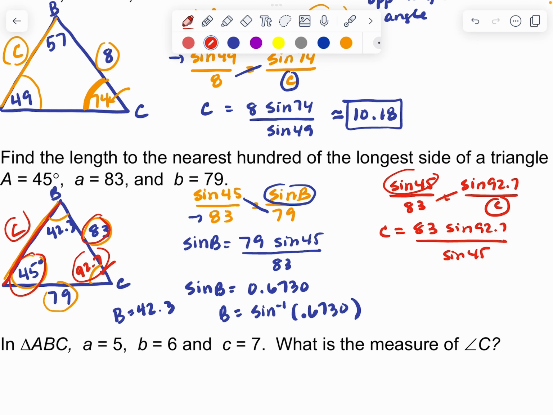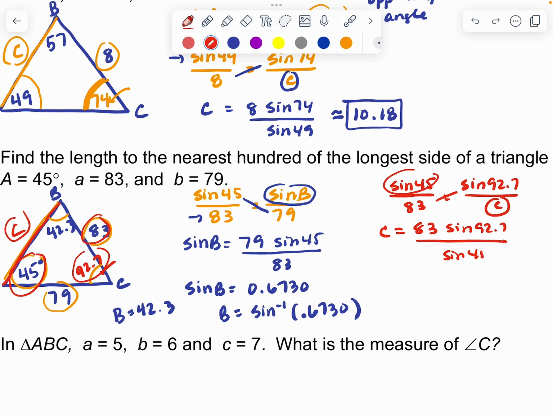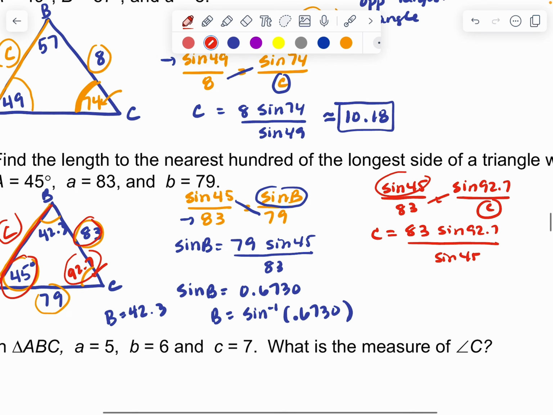Let's plug that in and see what we get. So that's 83 sine of 92.7 and then divided by the sine of 45. And you guys, for this, I got that side c is going to be 117.25 approximately. Okay, so that one did take a little bit more just because I don't have enough information.